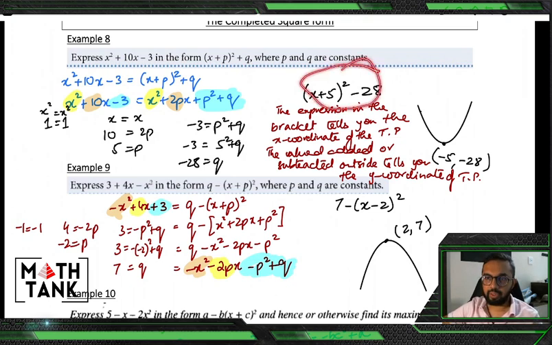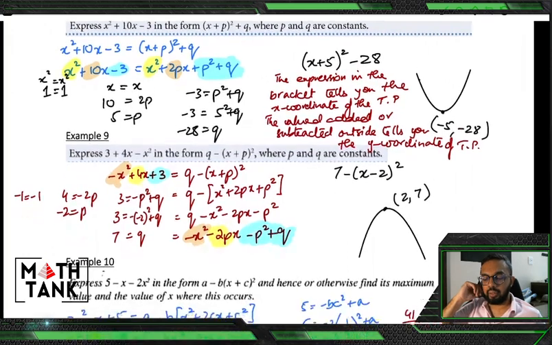Once you have it in the completed square form, what does the completed square form tell you? It tells you the x and y coordinates of the turning point. The x coordinate has to be whatever is here with its sign reversed. So I have minus 5 comma minus 28. What I often tell my students is, you have to take the bracket and equate it to 0 to find the x coordinate of the turning point. Once you have the x coordinate, the value outside is basically the y coordinate of the turning point.